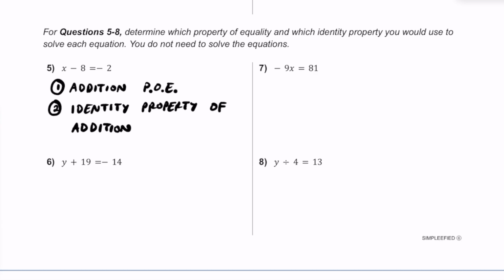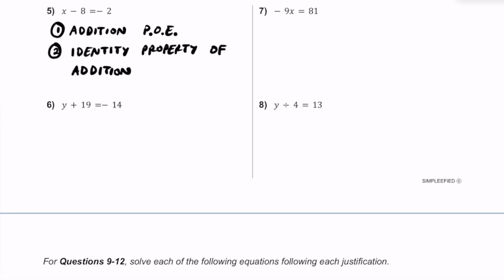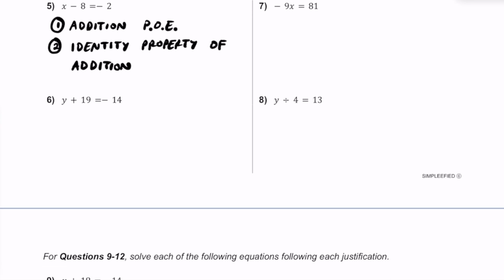What about number 6? This one, we have y plus 19 is equal to negative 14. So how would you get y alone here? Well, I think the first thing we would do is subtract 19 from both sides. So if we do that, that means we're going to use the subtraction property of equality. Now, if you do it on the left side, you've got to do it to the right side of the equation. That's that subtraction property of equality.